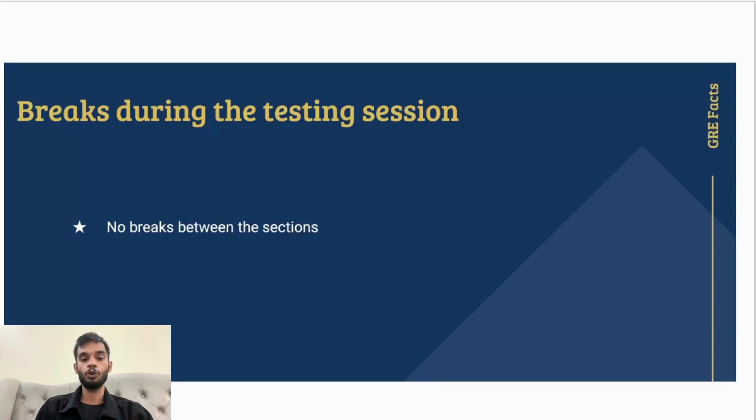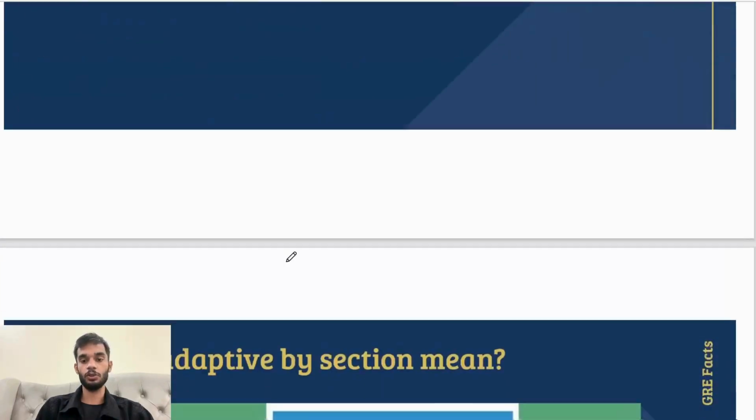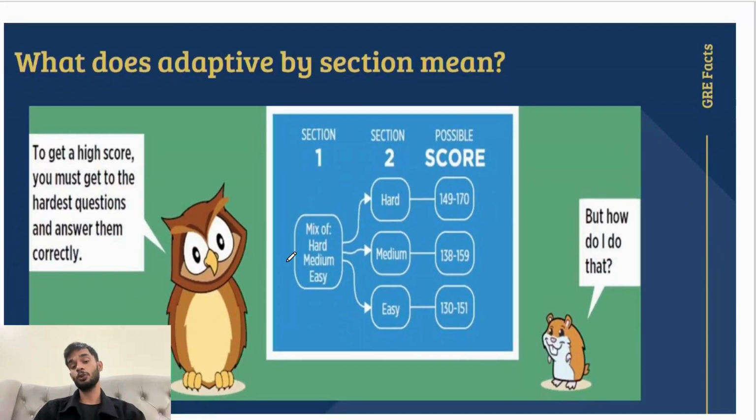Next thing, will there be any breaks during the testing section? Not at all. There will be no breaks during the testing. No breaks during the sections. So it's a fast-paced test. What does adaptive mean? I told you this is an adaptive test.